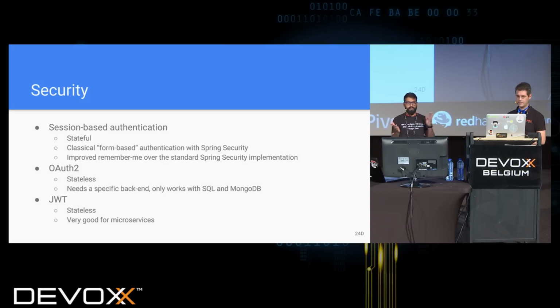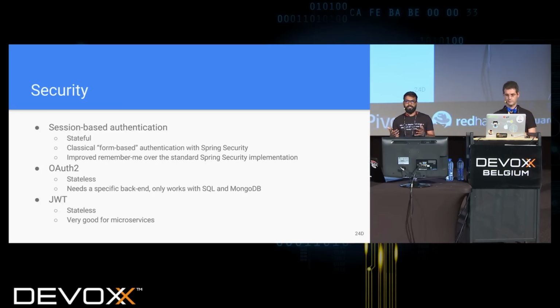For security, we have a lot of options. So when you are generating the app, you can choose between a session-based authentication or an OAuth 2 implementation or JWT implementation. This is for monoliths. And for microservices, we have similar options, which we will see later in detail.